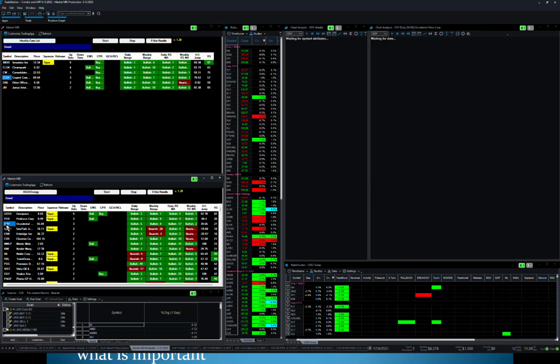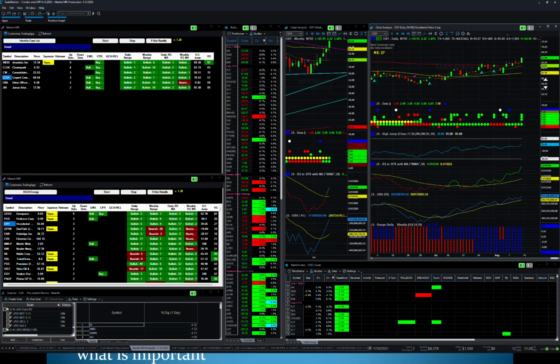So I know Oxy looks good because I looked at it earlier. Now the challenge with Oxy is it's already broken out some, but I looked down here, the high jumps at 39.66. I think this tool is great.